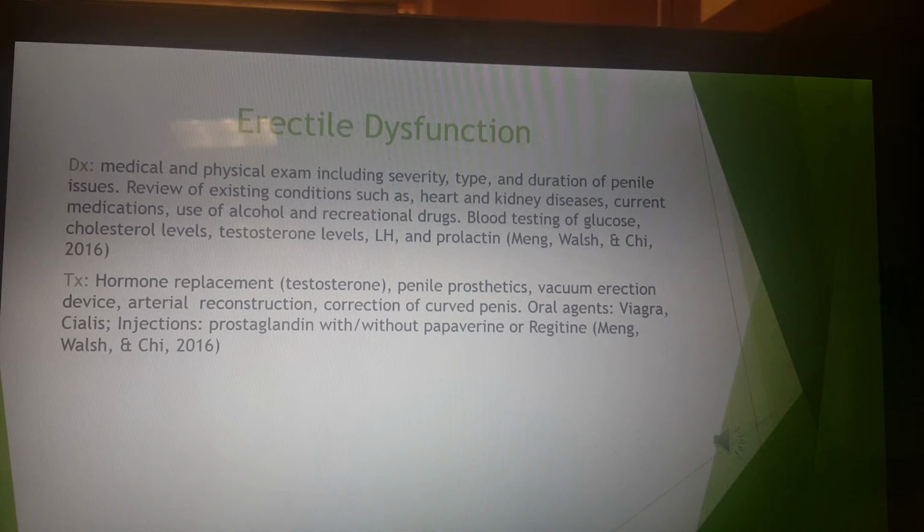Erectile dysfunction diagnosis is done with medical and physical examination, including severity, type, and duration of penile issues, review of existing conditions such as heart and kidney diseases, current medications, use of alcohol and recreational drugs, and blood testing. Typical treatment is hormone replacement with testosterone, penile prosthetics, vacuum erection devices, arterial reconstruction, and correction of curved penises. Oral agents include Viagra, Cialis. Injections include prostaglandin with or without papaverine or regenetide.